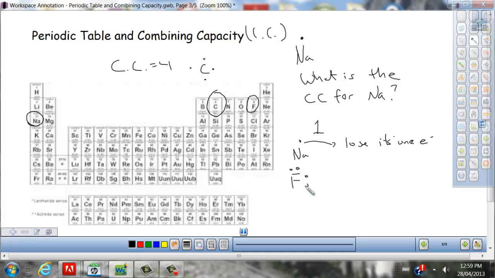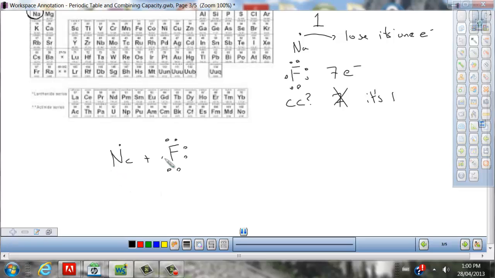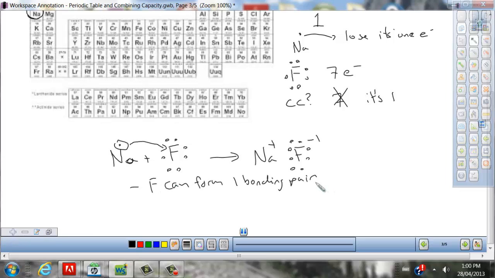This is the Lewis dot for fluorine. Fluorine has 7 electrons in its valence shell. What is its combining capacity? Well, the answer is not 7. It's 1. And this is because in a reaction between sodium metal and fluorine gas, where sodium will give up its electron to fluorine to produce fluoride, fluorine can form one bonding pair, not two or not three. Now this is an ionic bond, and of course they don't share the electrons. The electron is given all the way over to fluorine, but it's still a reaction with only one other element.